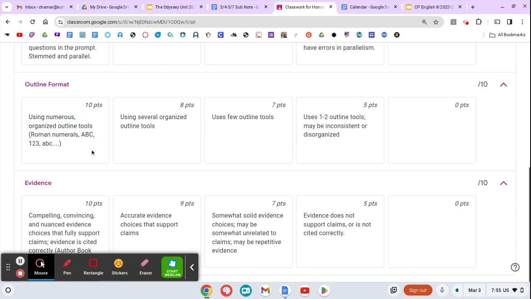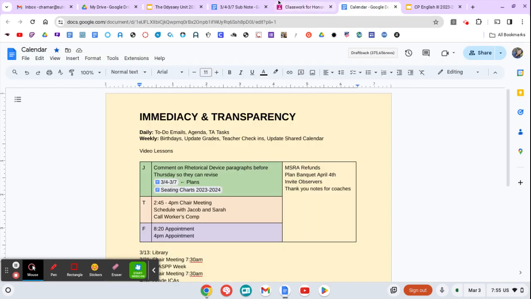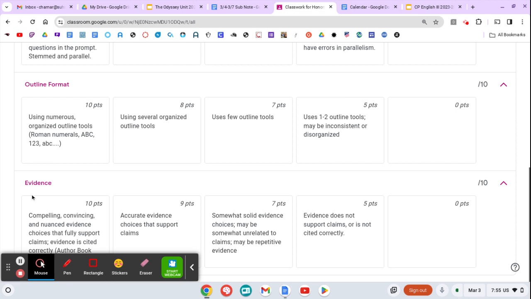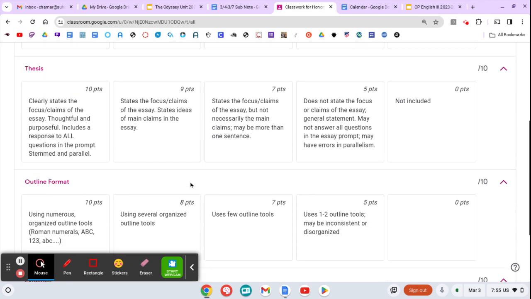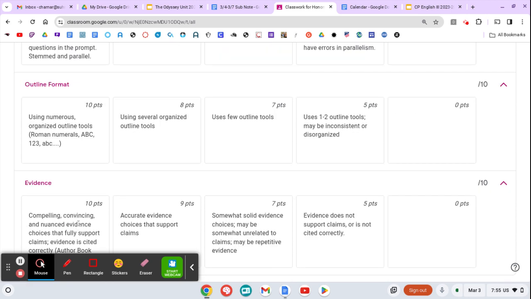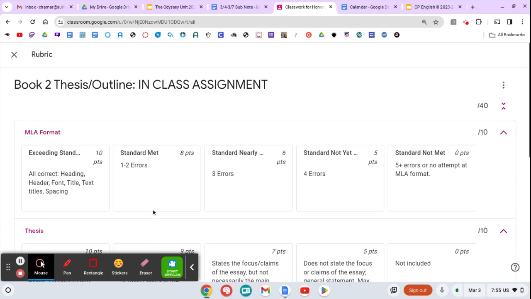Is it organized? Is it neat? Is it clear? Are you only using bullet points throughout the entire thing? Please don't. Please set it off like I did in my sample. And then you're also graded on your evidence as well. Is it cited correctly, and is it the best evidence to prove those claims? So it's kind of a big assignment.